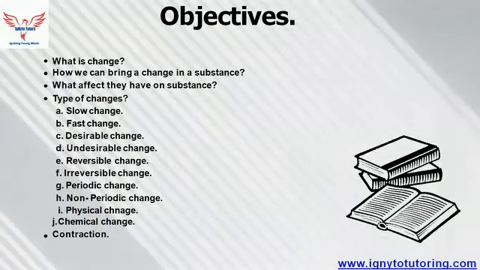In this chapter, we will be learning all these objectives. What is change? How we can bring a change in a substance? What effect they have on a substance? Types of changes and contraction. In this lecture, we will be completing the first three contents, that is, what is change, how we can bring a change in the substance, and what effect they have on the substance. So let's start with the first.